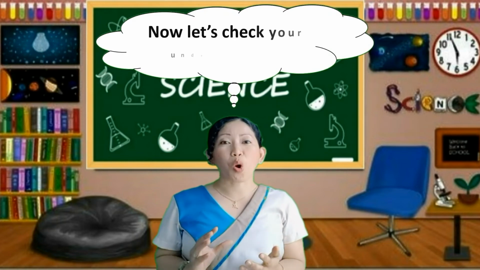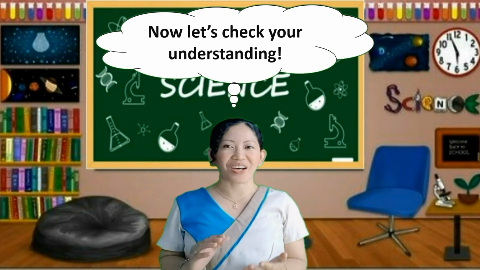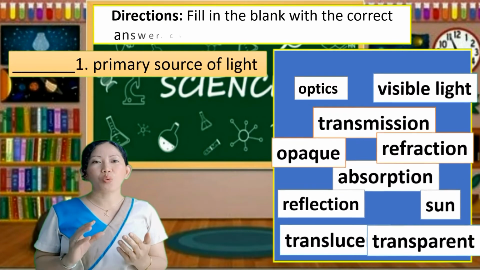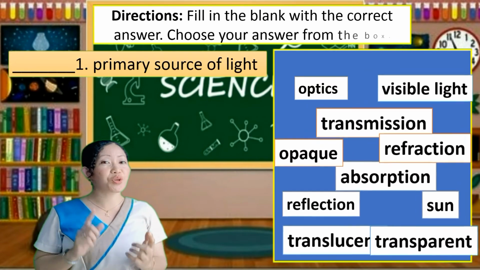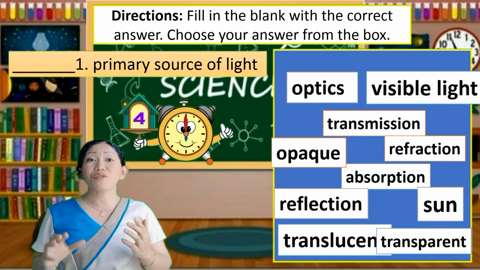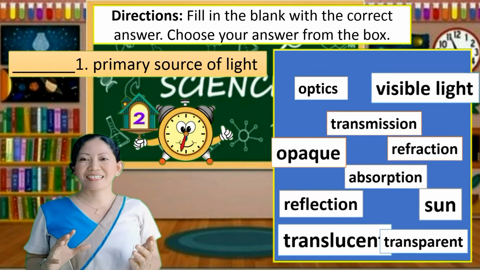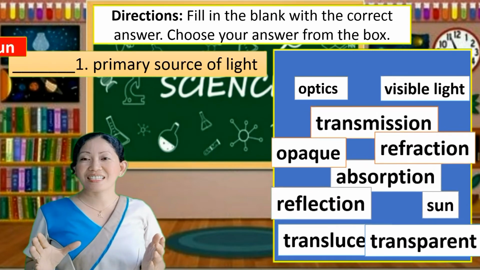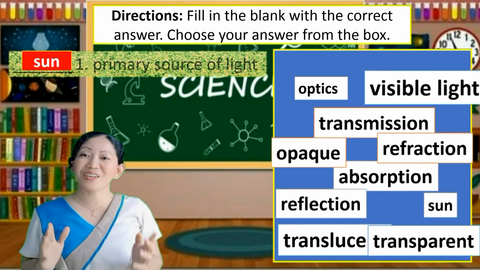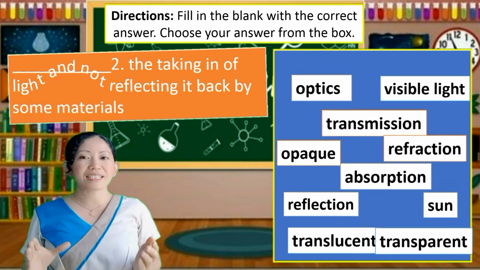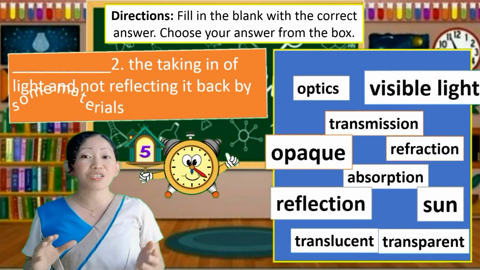Now, I want to know if you really understand our lesson. Directions. Fill in the blank with the correct answer. Choose your answer from the box. Number 1, primary source of light. And the answer is sun. Very good. Number 2, the taking in of light and not reflecting it back to some materials.